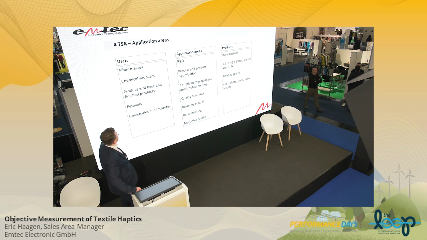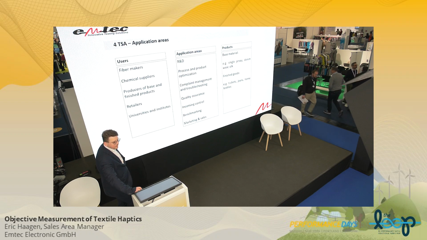Short information about users and application areas. Of course, more or less everyone could use this device, from fiber makers to chemical suppliers to fabric suppliers, retailers, universities, institutes. It could be used for research and development, benchmarking, complaint management.